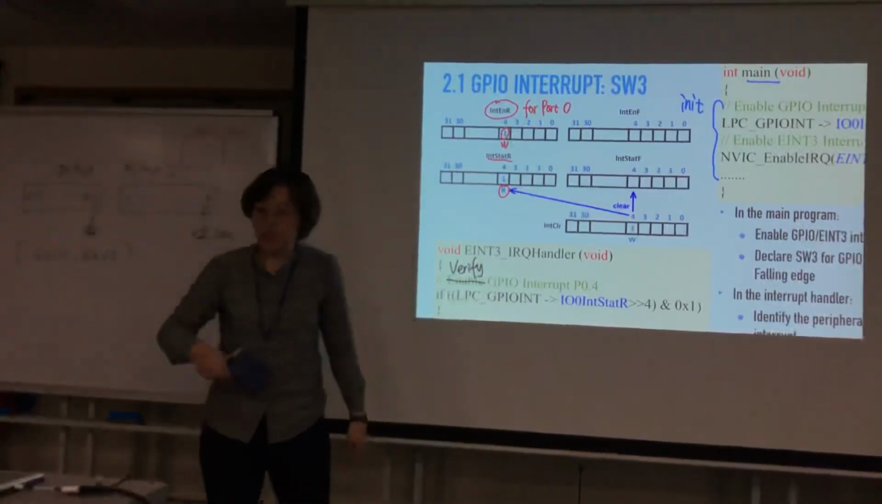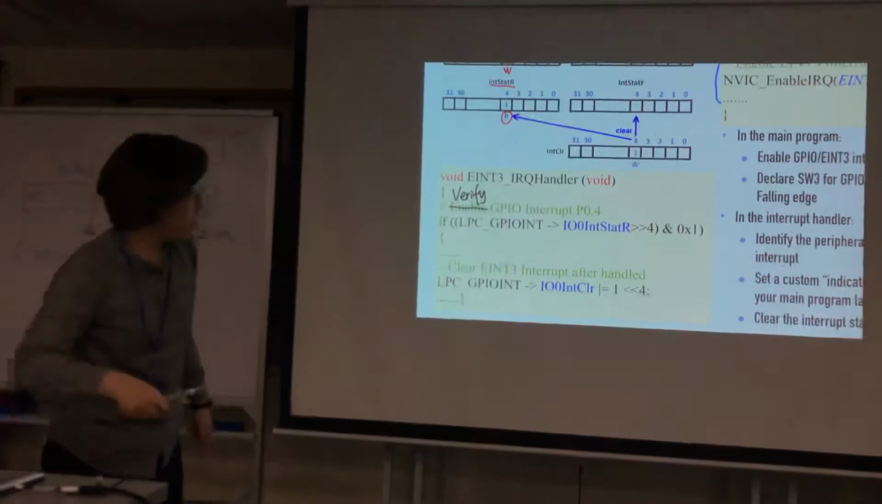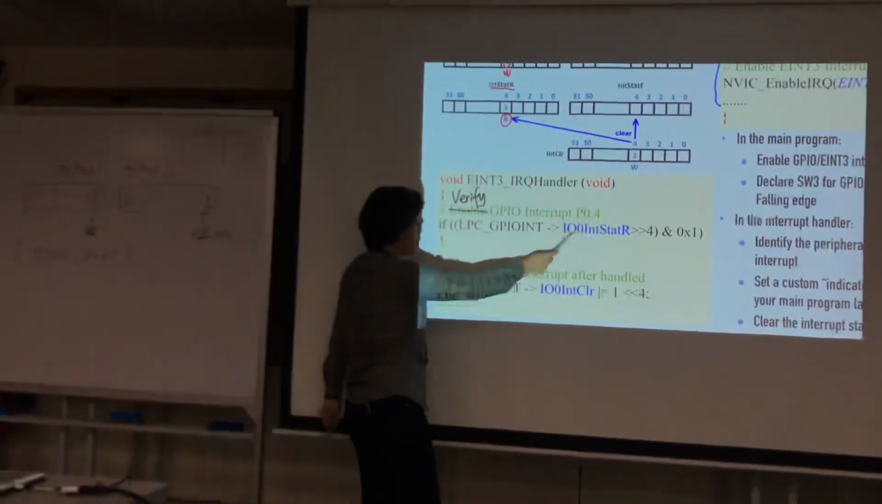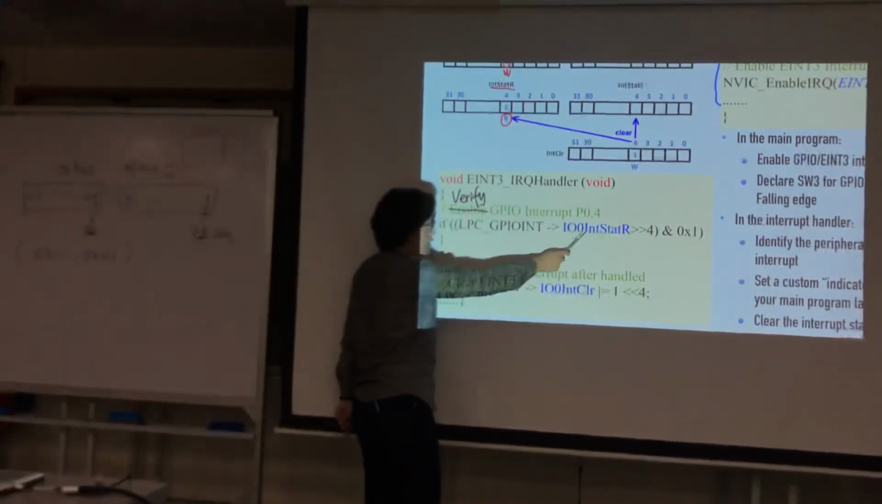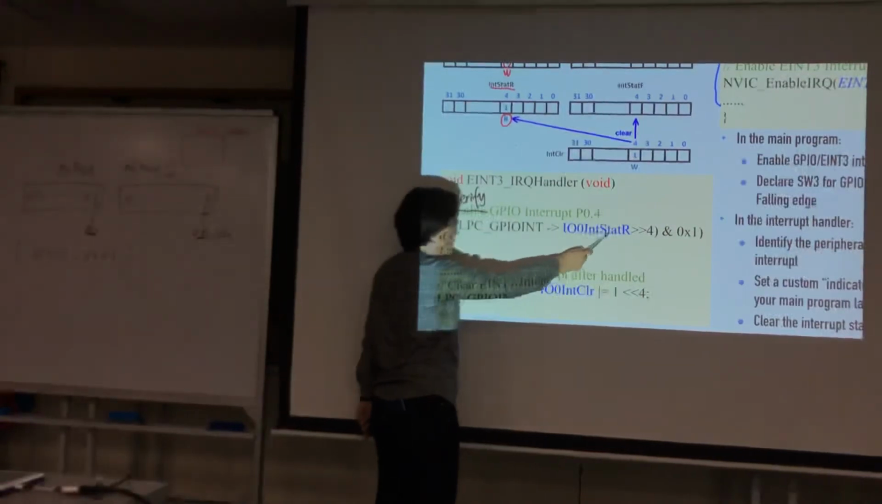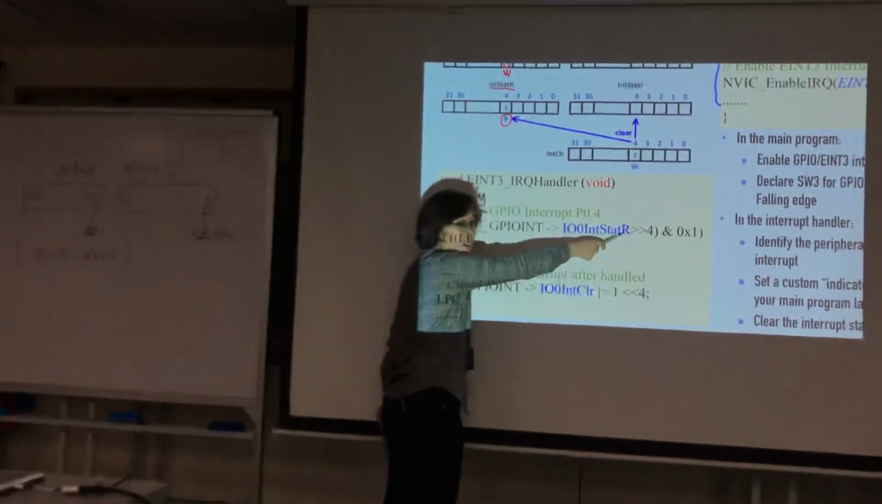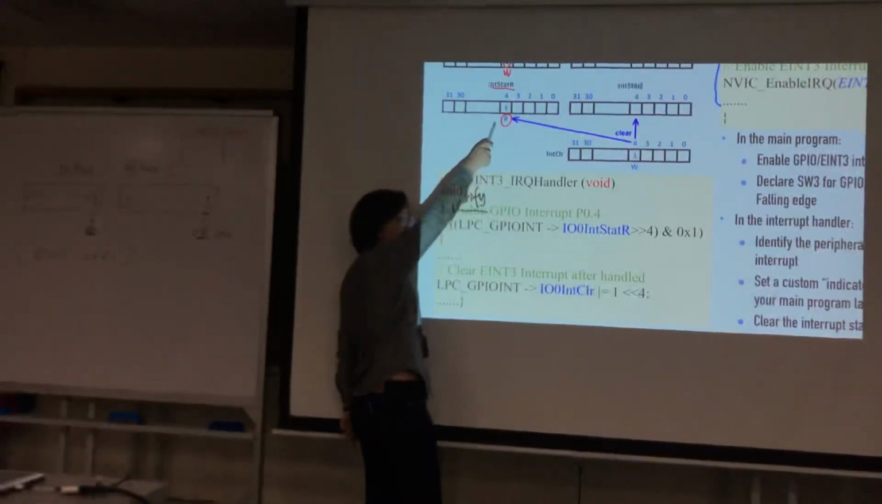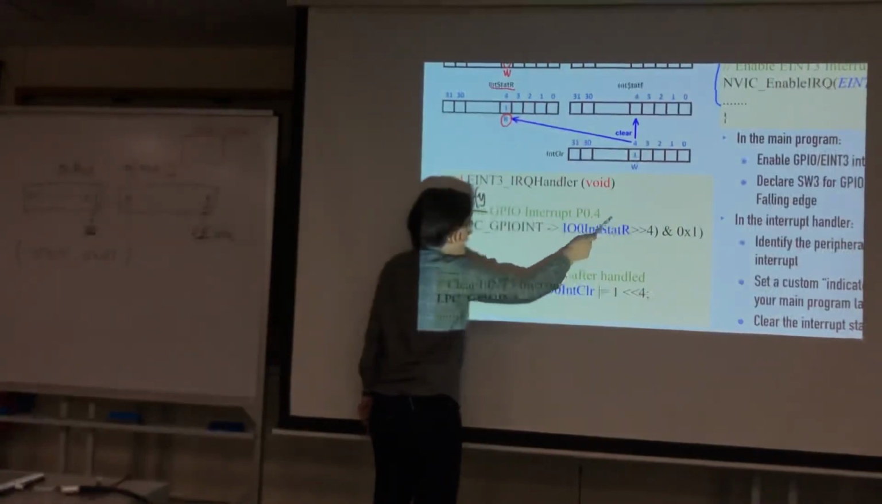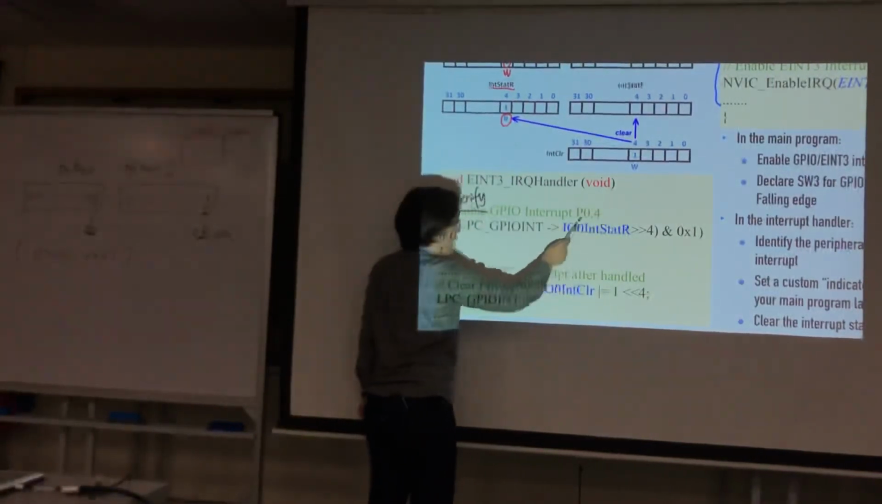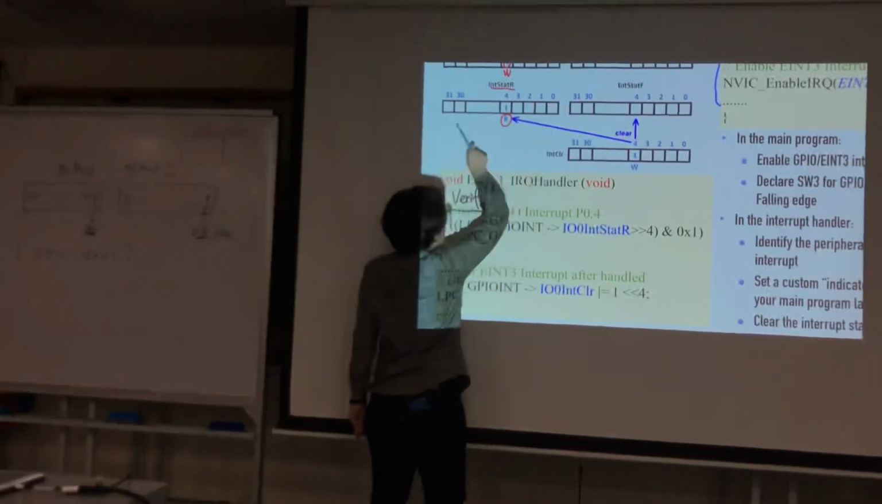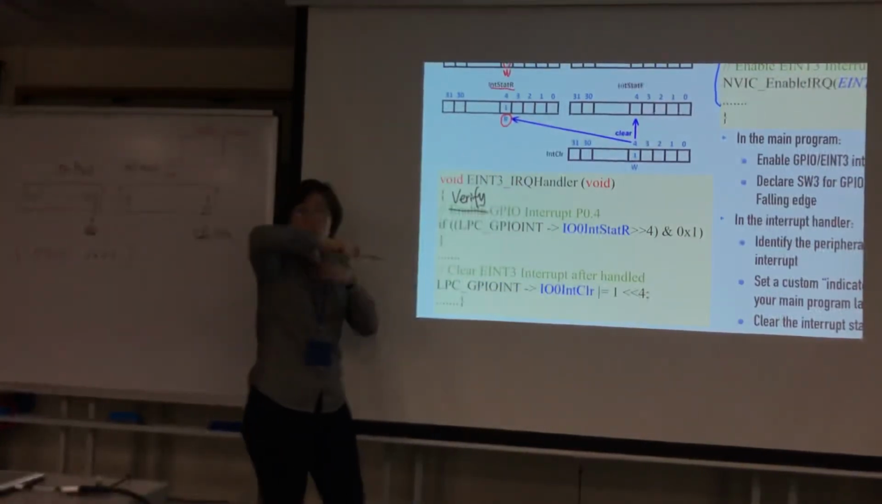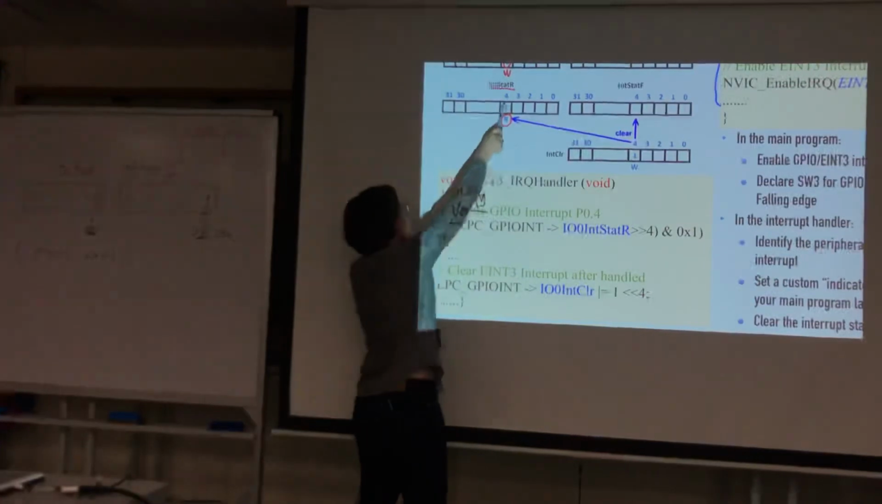Okay? So inside this, can you see that you are using IO0, port 0, INT, interrupt status rising register. You want to check this bit. How to check this bit? So basically the blue thing here is returning you the entire register. Then how to check a particular bit?